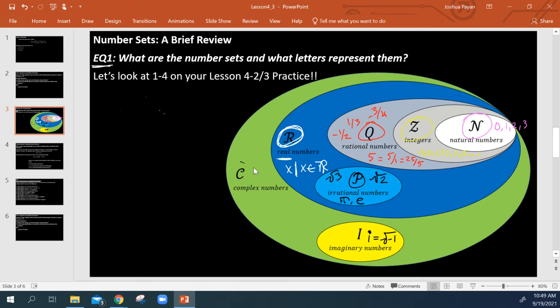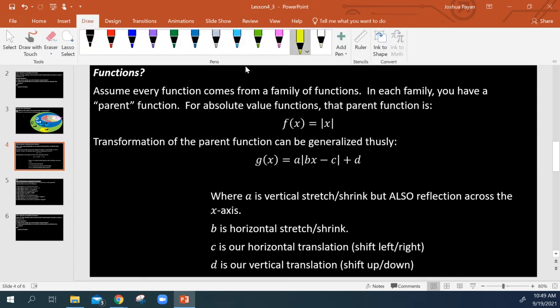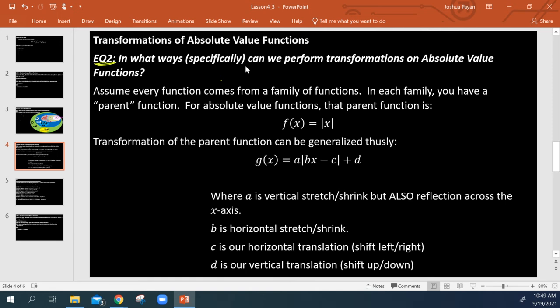And then complex numbers are numbers written in the form a plus b times i. Okay? And I'm not even going to get into what that means just yet. Like I said, later on in this course, trust me, we will go way far in depth into what complex and imaginary numbers are. Okay, so into our actual transformations. We needed that review just so that we could understand set notation.